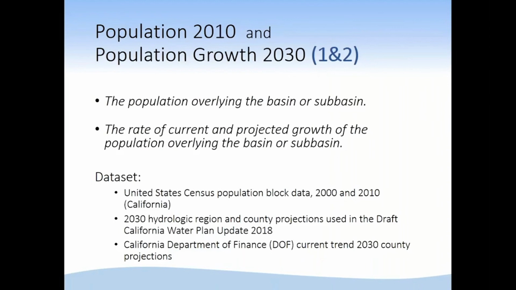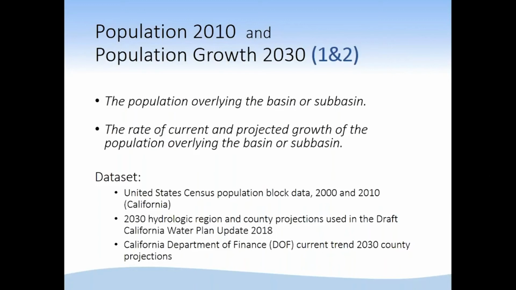Okay, I'm going to cover these in the order that they are covered in the technical document and also in the Water Code that Trevor just went through. On some of these, though, like on the population and population growth, a lot of the data was similar and the process was similar, so I'm going to cover them at the same time.